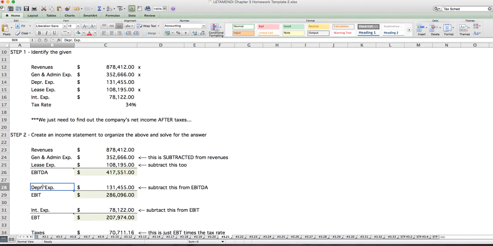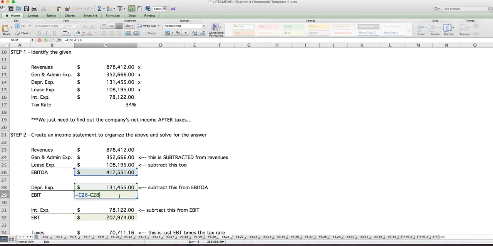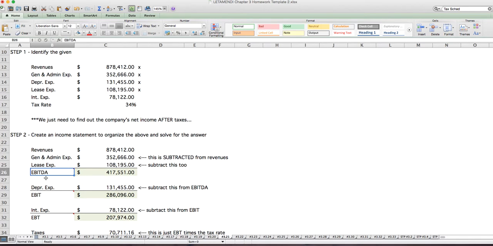Then we pull down the depreciation expense from up here, right? And then we get the earnings before interest and taxes, which ends up being 286,000, and we get that by taking the earnings before interest, taxes, depreciation and amortization (EBITDA) minus the depreciation expense. All right, and then we want to subtract the interest expense so that we can narrow it down. We've narrowed it down from EBITDA to EBIT.